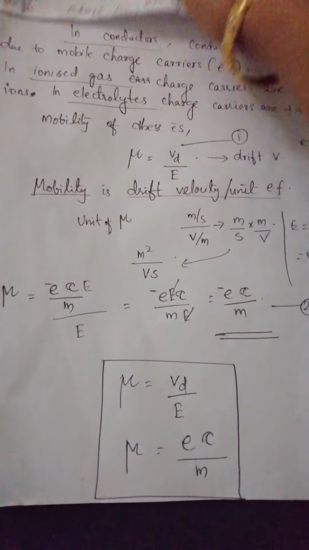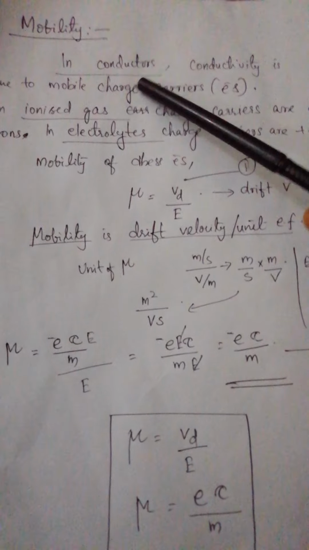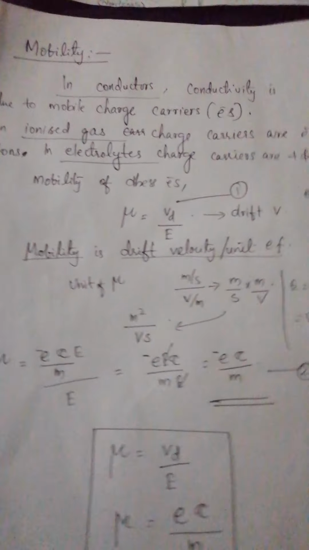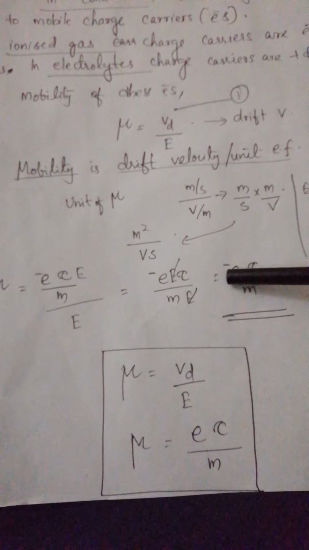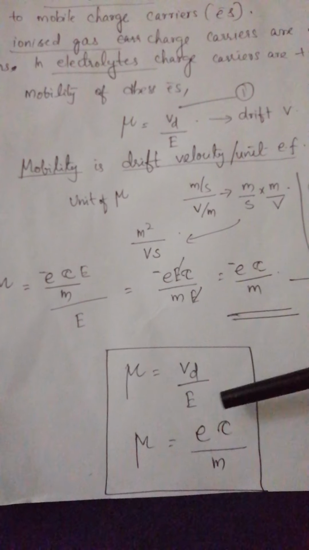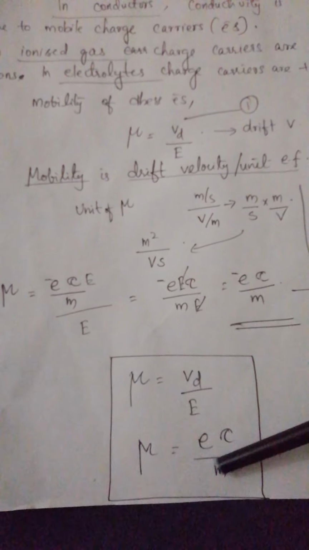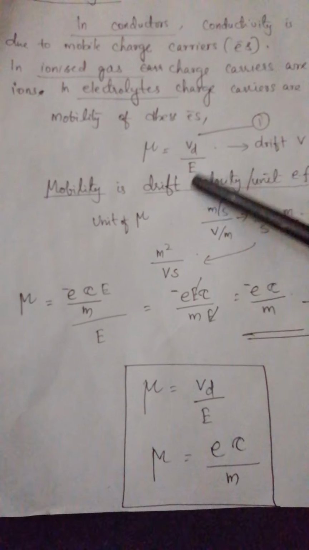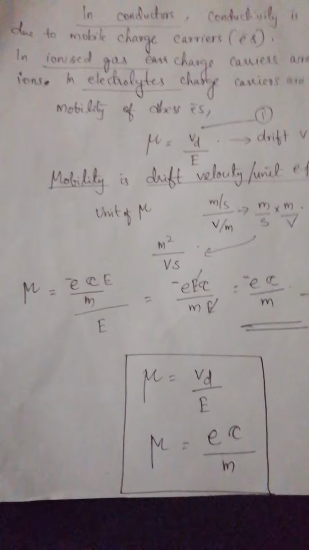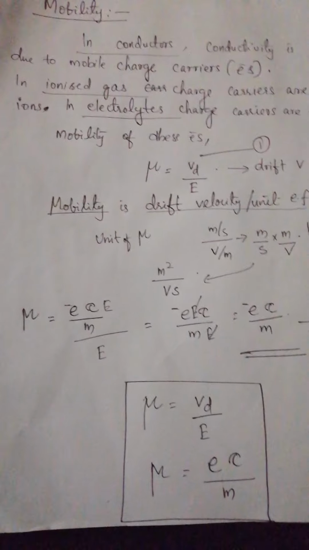See, we have already told mobility can be explained for electrons, ions, etc. In the case of an electron, its charge is minus e, so it is minus e tau by m. For positive ions, it will be a positive value, e tau by m. So generally we can write two equations for mobility, that is Vd by E or e tau by m. These are the equations for mobility. Okay, we will see in the next portion.